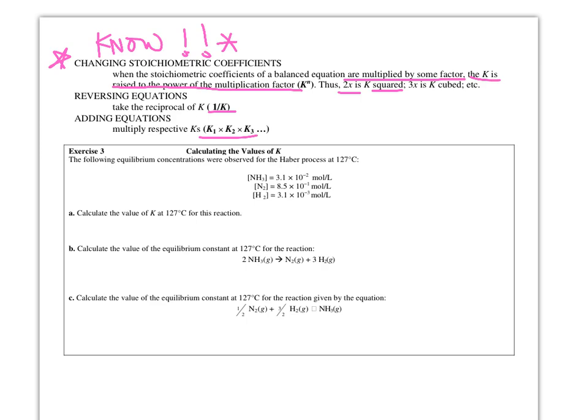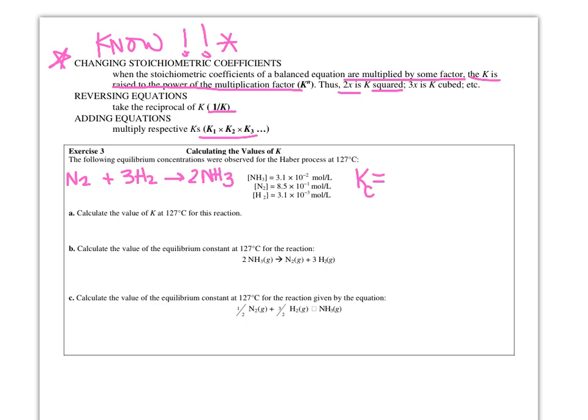So for example, in exercise 3, it gives me concentrations. The following equilibrium concentrations were observed for the Haber process. The first thing it wants me to do is calculate the value of K at 127 for the reaction as is. It's giving me concentrations, so this is Kc. And the Haber process is actually the process of making NH3. So it's N2 plus 3 H2 making 2 NH3.